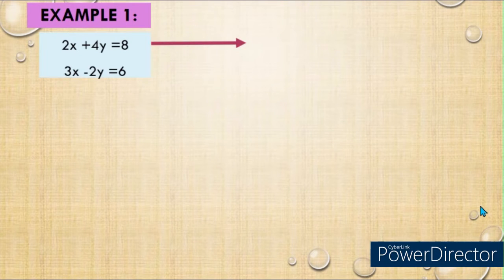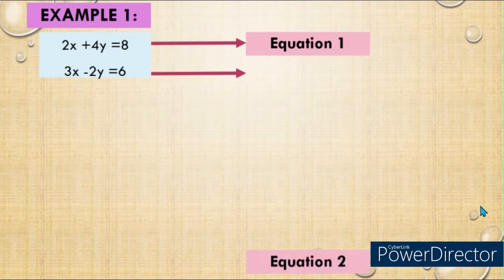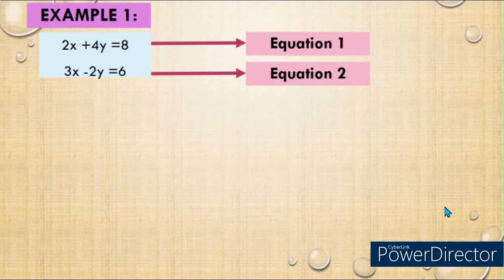So we have here 2x plus 4y is equal to 8. So we have here the equation number 1. And we have equation number 2, 3x minus 2y is equal to 6. So we need to do the first step. So first step is let y equals to 0.